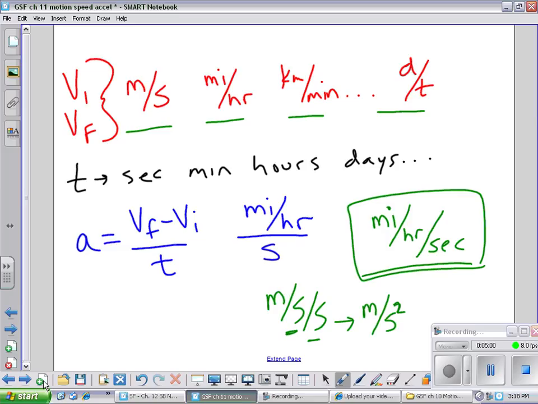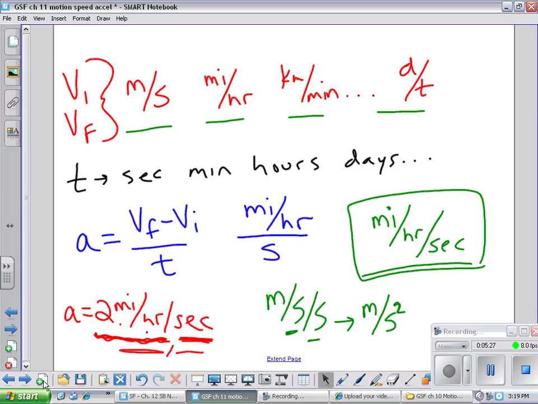So if my acceleration is 2 miles per hour per second, that means each second my speed is increasing by 2 miles per hour. So after 1 second, I'd be going 2 miles per hour. After a second, I'd be going 4 miles per hour. After a third second, I'd be going 6 miles an hour, and so on and so forth. So acceleration is going to be distance per time, or speed per time unit.